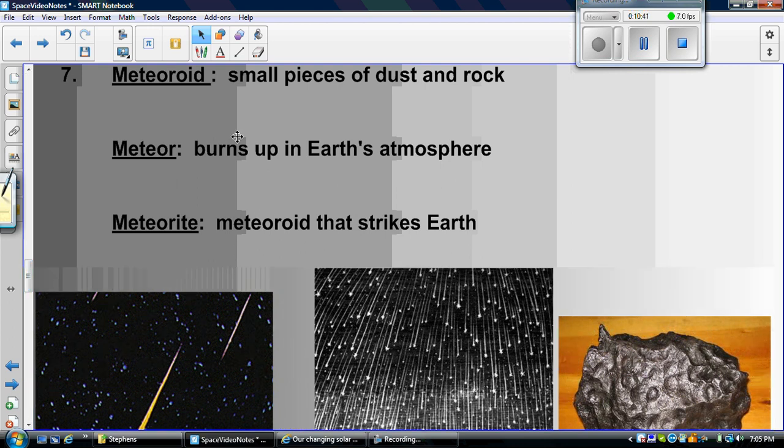If a meteoroid is big enough and it doesn't burn up all the way in the Earth's atmosphere and actually strikes Earth, we call that a meteorite.